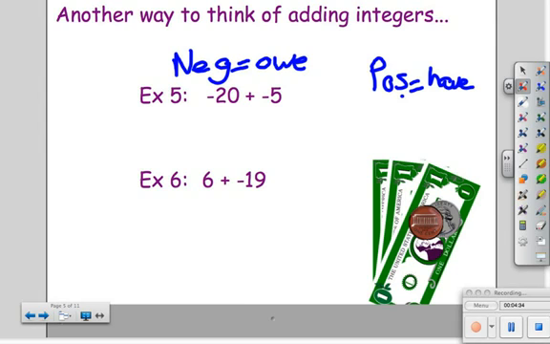So negative 20 plus negative 5. You owe $20 to Dr. Gilbreth, and you owe $5 to me. So with the way that money works, if you owe two people money, you're going to owe more money than what you started with. So if you owe $20 to Dr. Gilbreth and you owe $5 to me, altogether you're going to owe, so it's negative, $25.